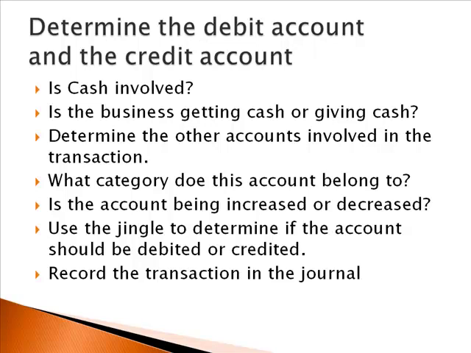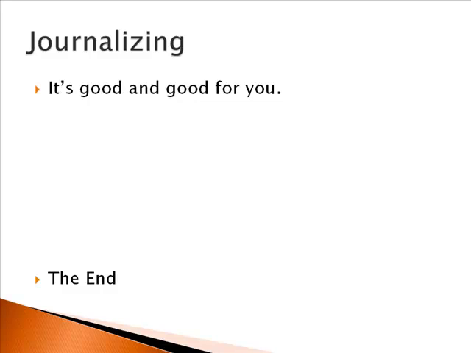Now, if cash is not involved, we need to try and identify what account is affected, and then identify the category of the account that's being affected, whether it's an asset, liability, capital, drawing, revenue, or expense, and determine what entry is needed to increase or decrease that account using the little jingle that we know, and then record the transaction by journalizing it. What you have just done is referred to as journalizing.